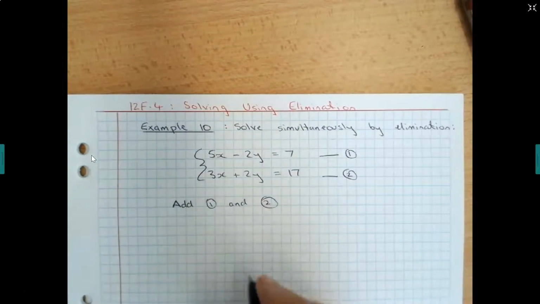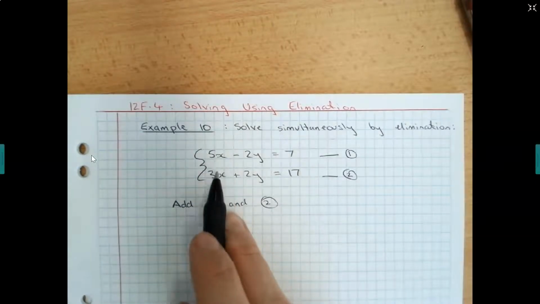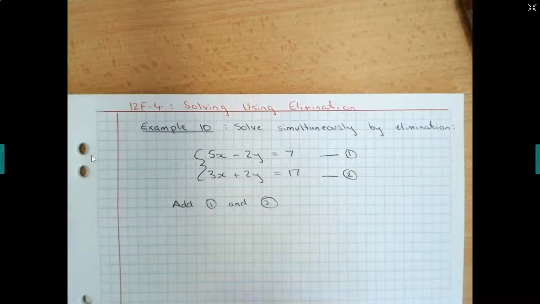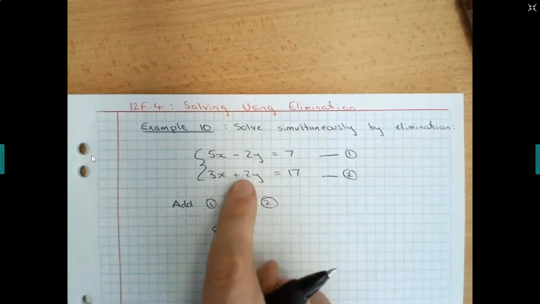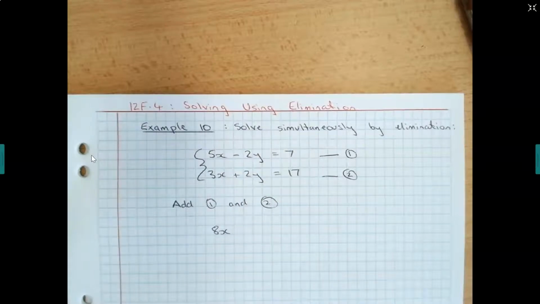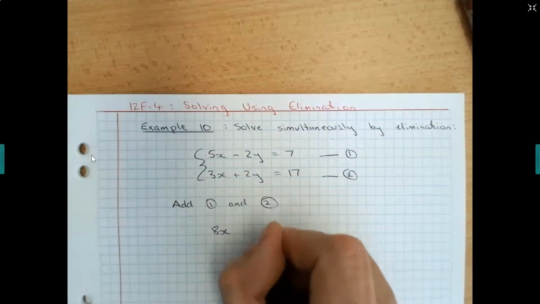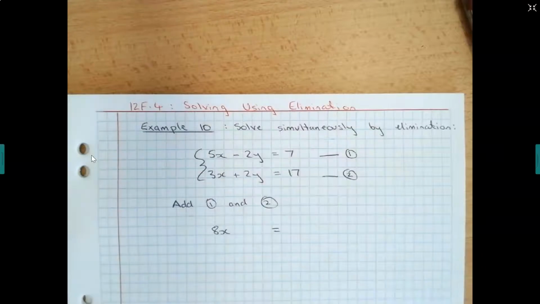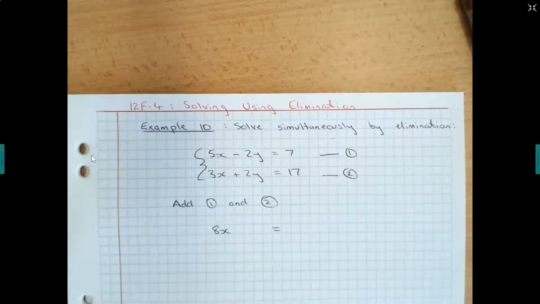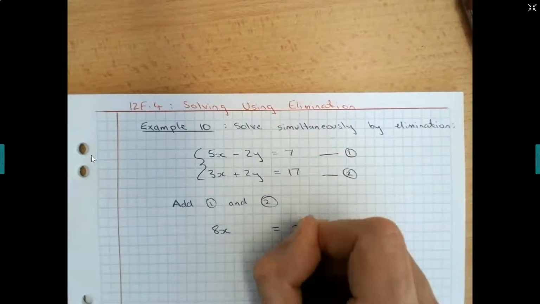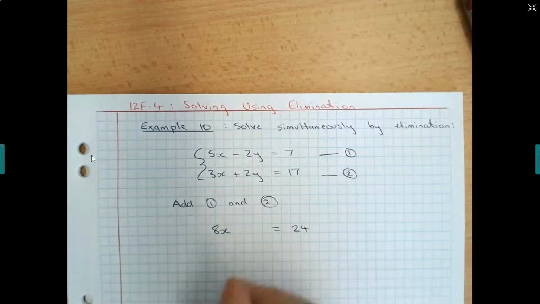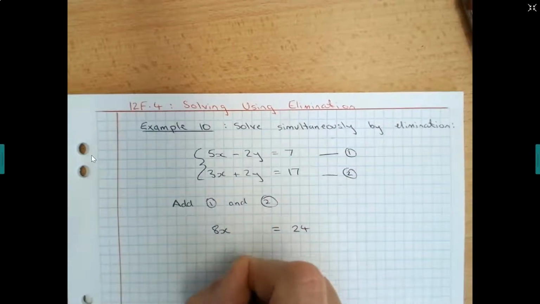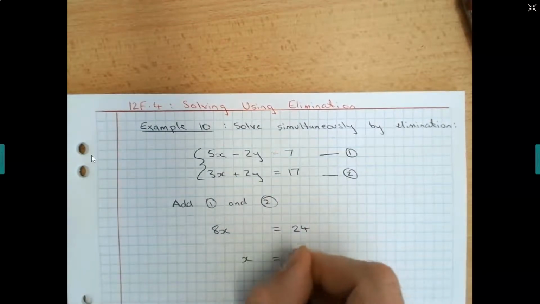If I add the 5x and the 3x, I'll get 8x, and then minus 2y plus 2y is just 0, and that is equal to 17 plus 7, which is 24. Then it's just a matter of solving for x. We'll divide both sides by 8, so x will be equal to 3.